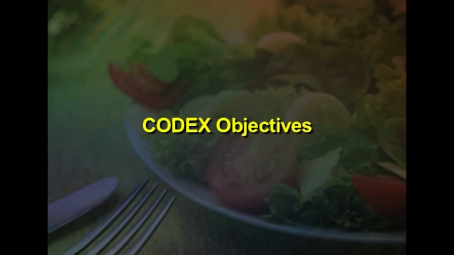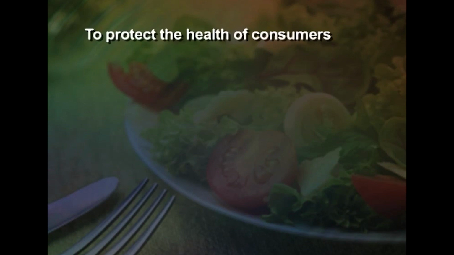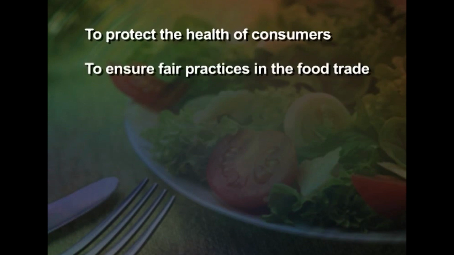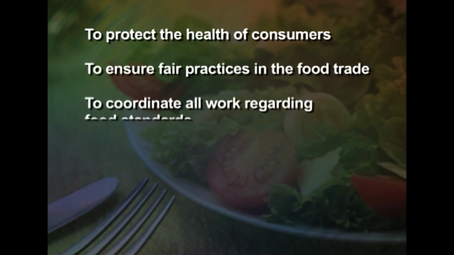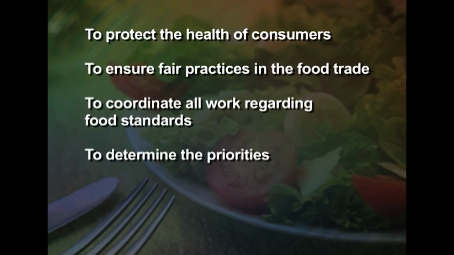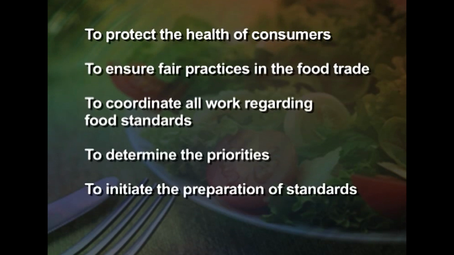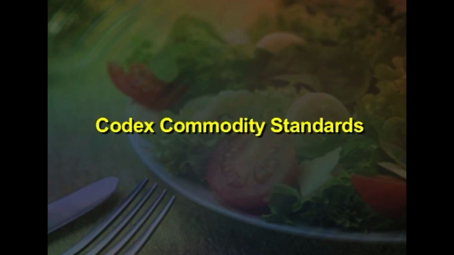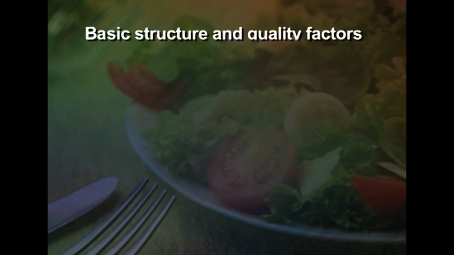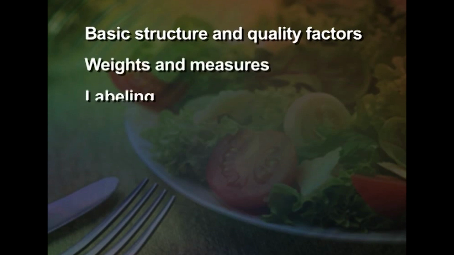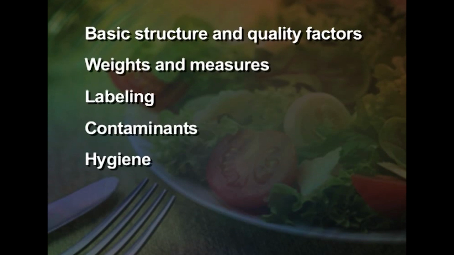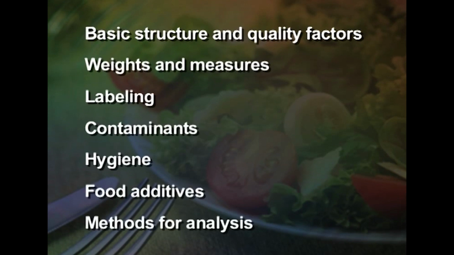The Codex objectives are to protect the health of consumers, to ensure fair practices in the food trade, to coordinate all work regarding food standards, to determine the priorities and to initiate the preparation of standards, and to publish the standards. Codex commodity standards include basic structure and quality factors, weights and measures, labeling, contaminants, hygiene, food additives, and methods of analysis.